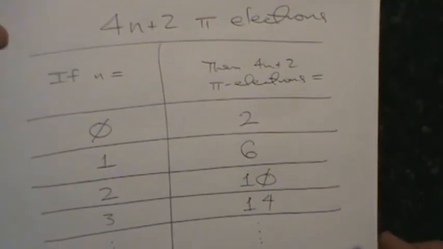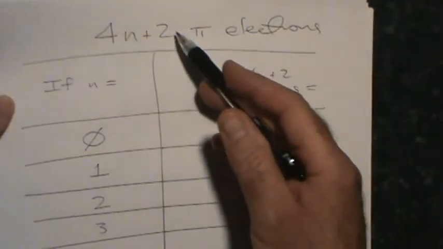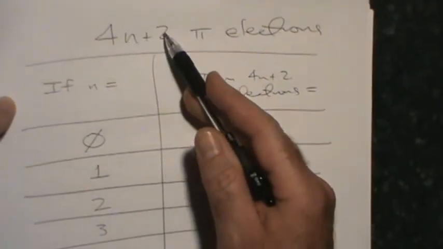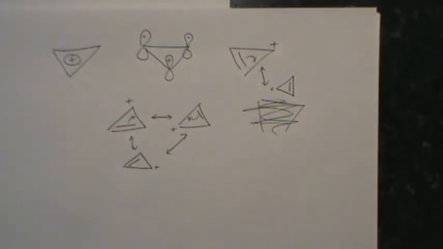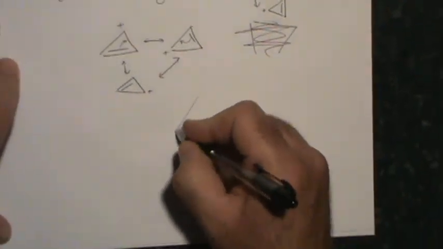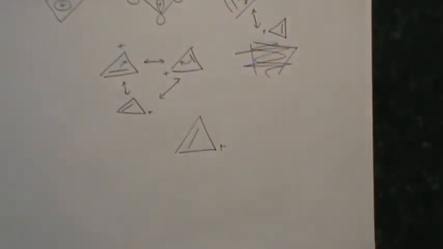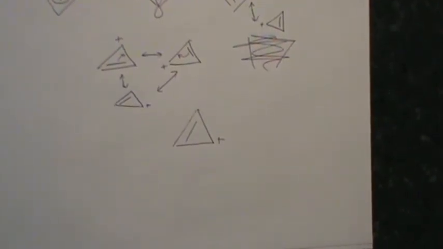We go back to our table. 2 pi electrons is an aromatic number. 4n plus 2 equals 2 when n equals 0. 4 times 0 is 0 plus 2 is 2. That's an aromatic number. According to Huckel's rules for aromaticity, this outrageous compound, a three-membered ring with a cation, is aromatic and should show unusual stability.